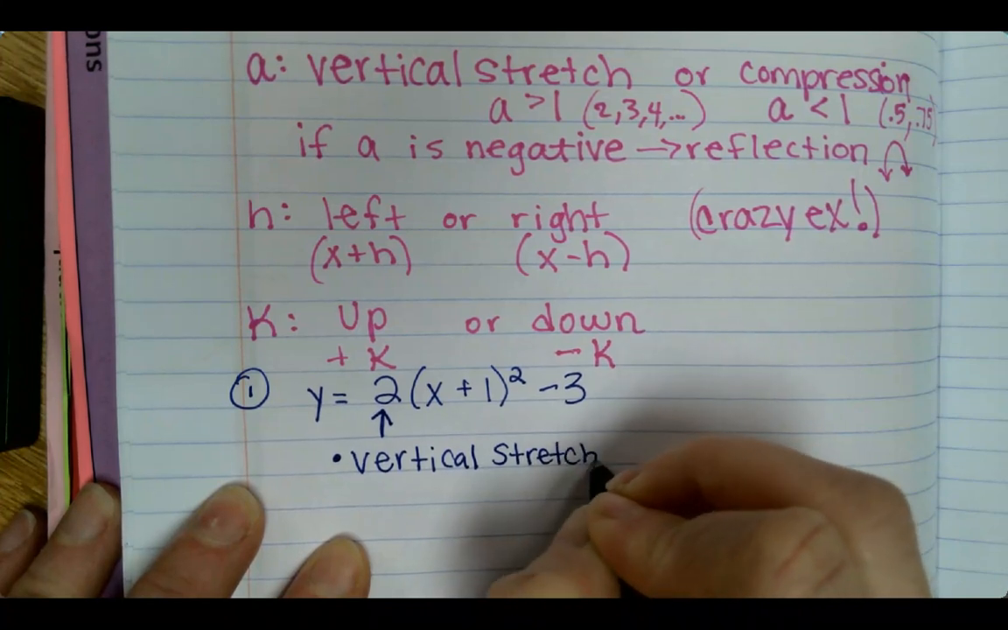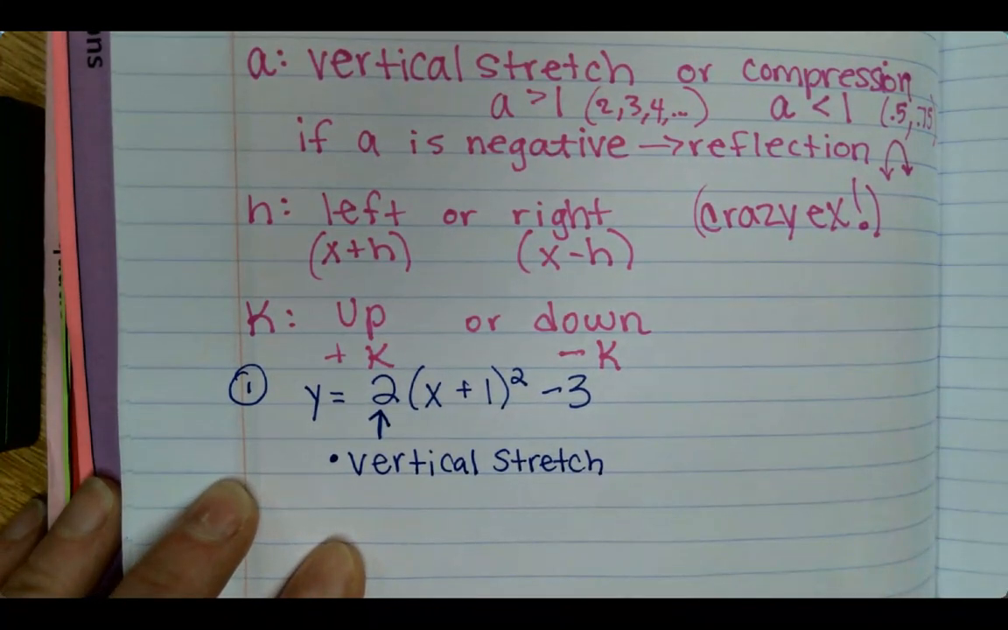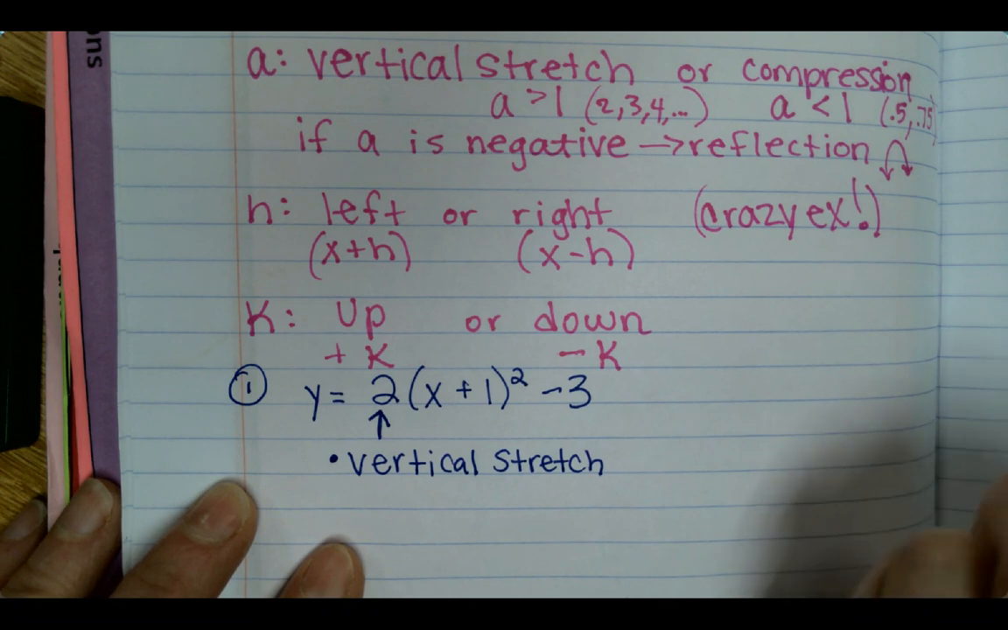So it's going to get skinnier. So if it's a 2, 3, 4, it's a stretch. It's going to get skinnier. If it's a 0.5, 0.25, 1 half, anything that's smaller than 1, it's going to be a compression.